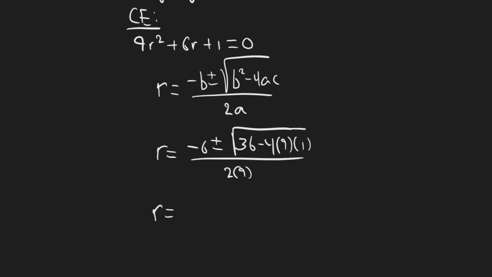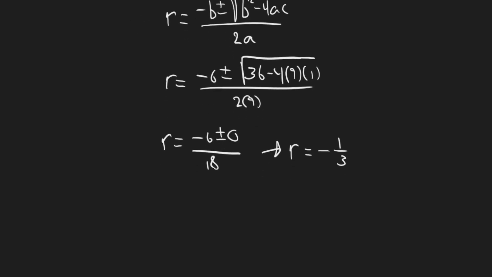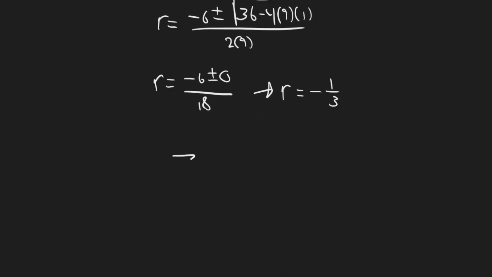Okay, so then r equals negative 6 plus or minus, and then actually 4 times 9 is 36, right? So we're going to be left with negative 6 plus or minus 0 over 18, which means that if we take the plus or the minus, then we're left with the same root r. And that's going to be negative 6 over 18, which is the same thing as negative 1/3. So again, this is a double root case. Call that a case 2.